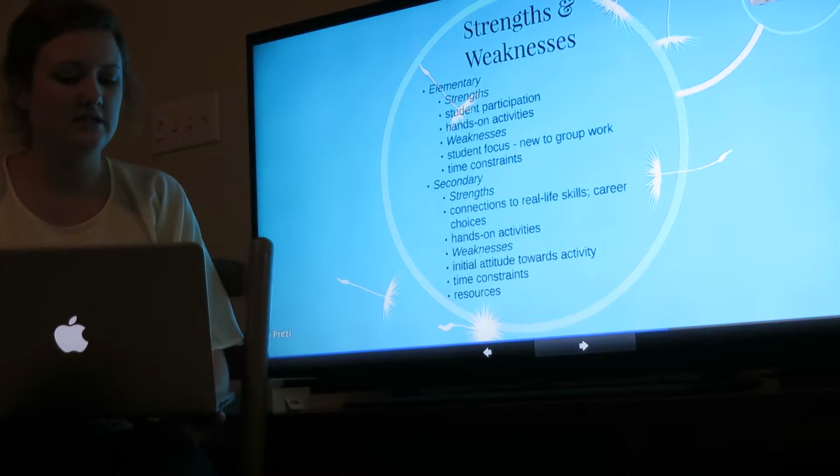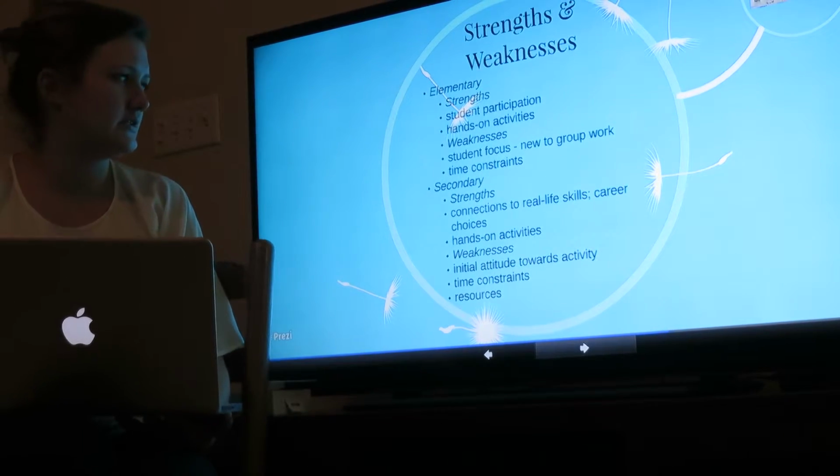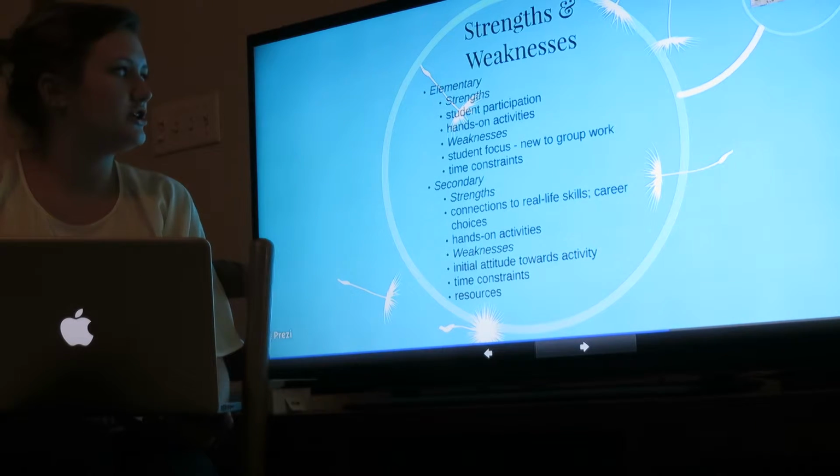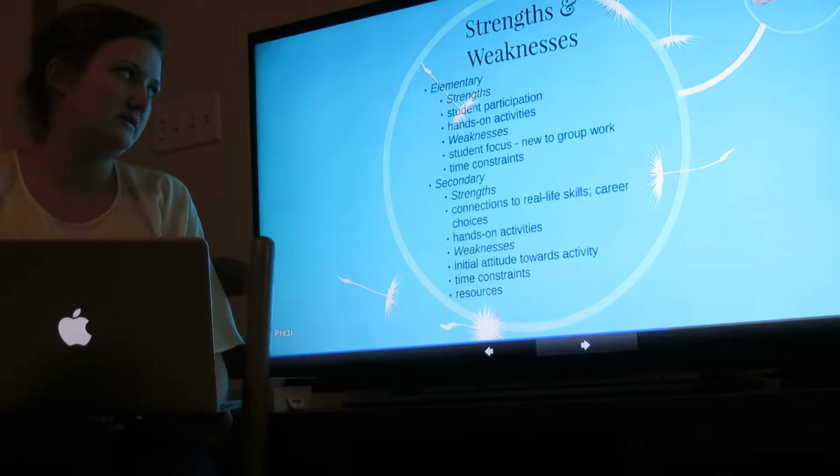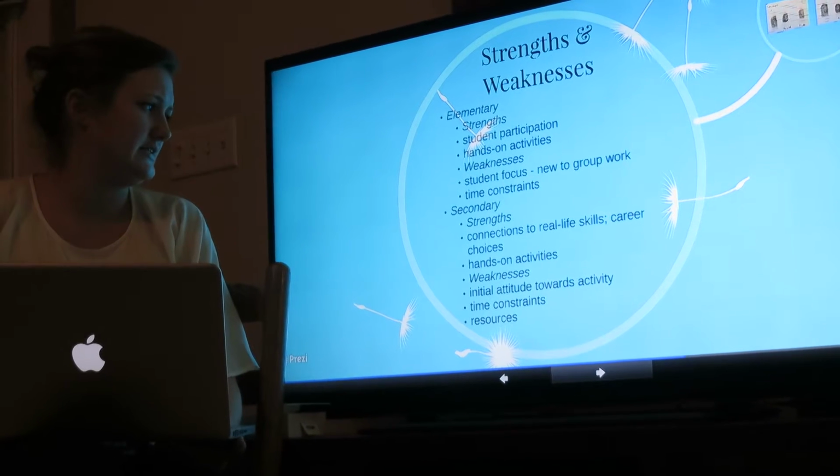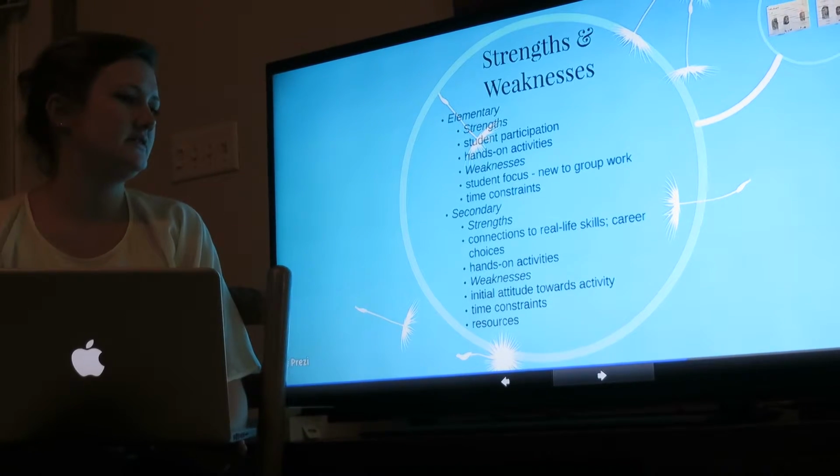So some of the strengths and weaknesses. At the elementary level, the strengths were student participation, which I just kind of touched on, and the hands-on activities they really enjoyed. And the weaknesses were the student focus. They were new to group work.